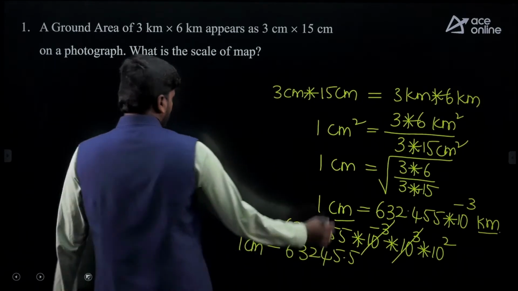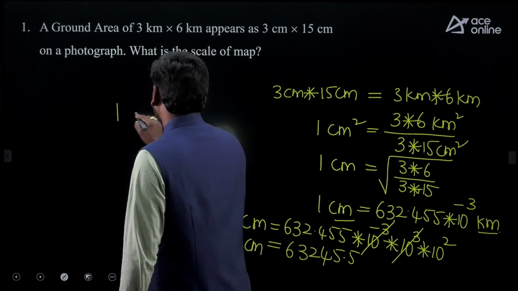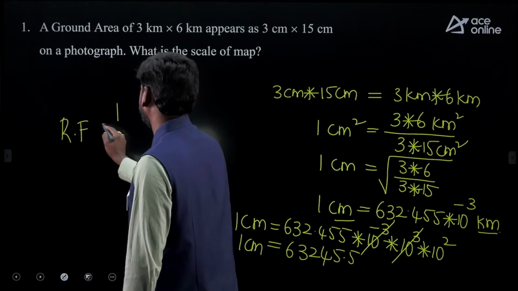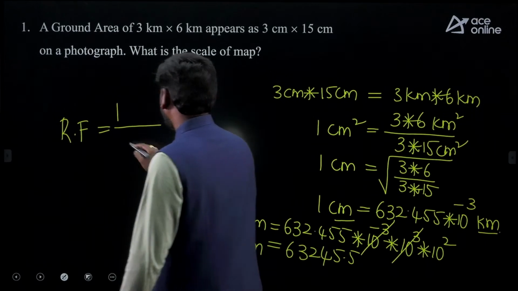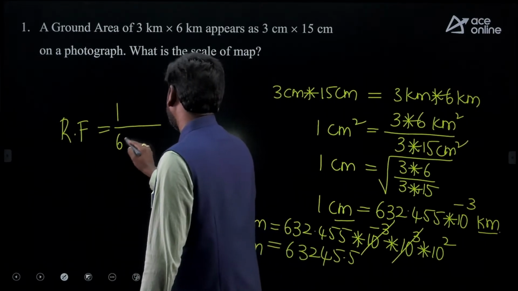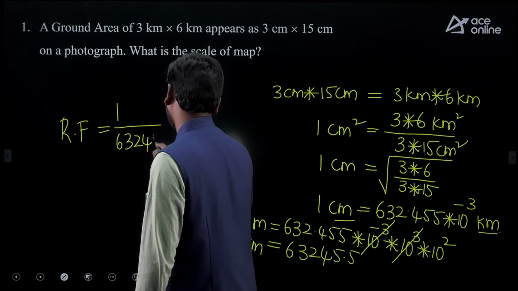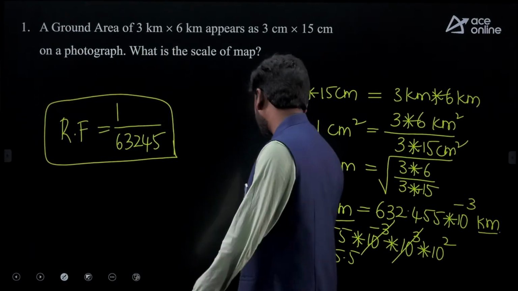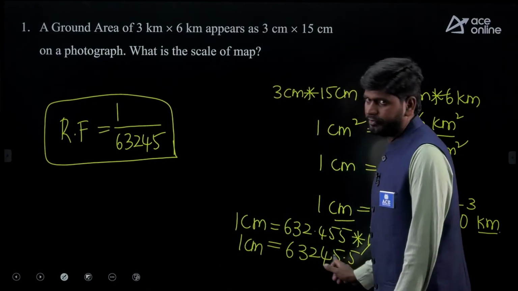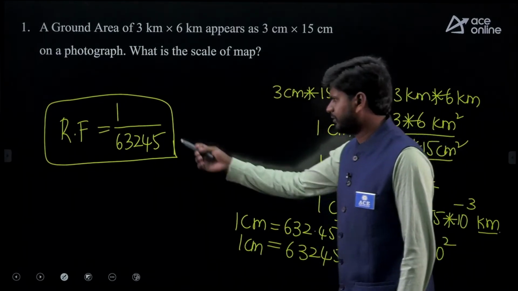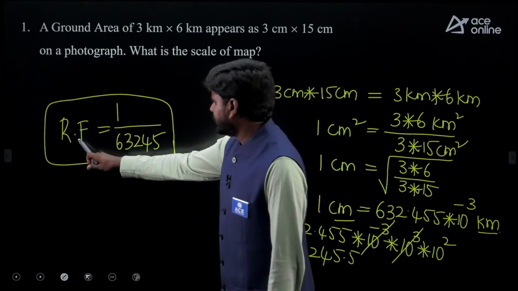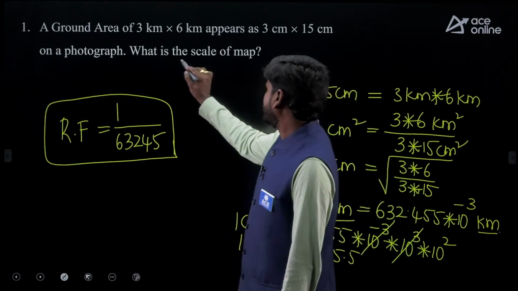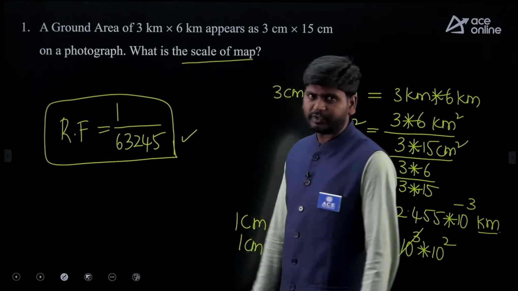1 centimeter is equal to 63245.5. So the scale, as a representative fraction, will be 1 by 63245, right. So 1 centimeter is equal to 63245.5 centimeters, which turns out as the representative fraction 1 in 63245. This is the scale of the map, right.